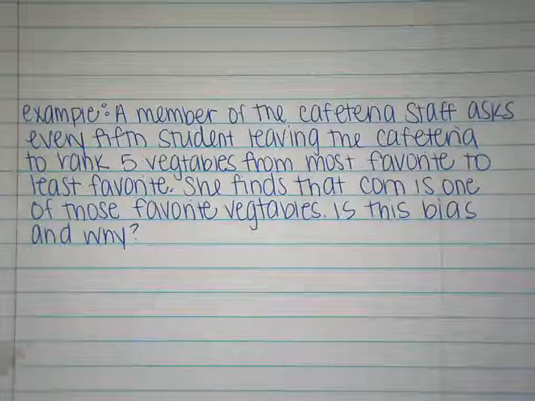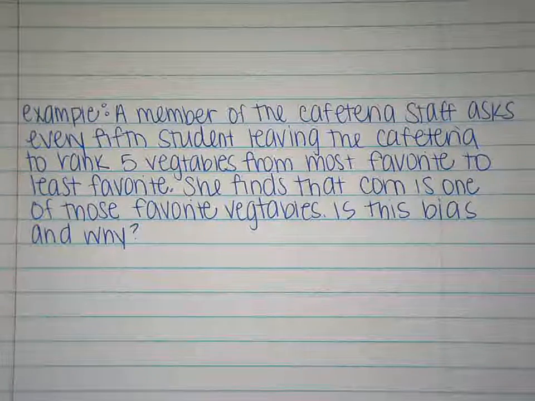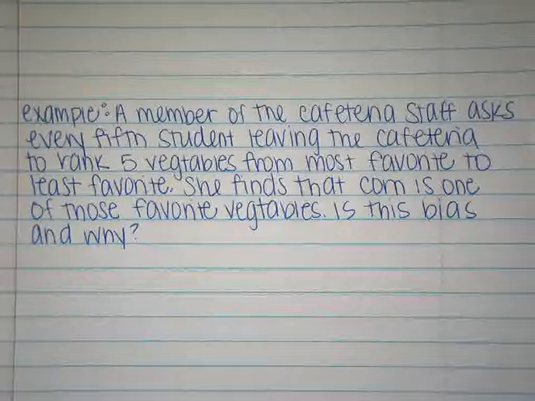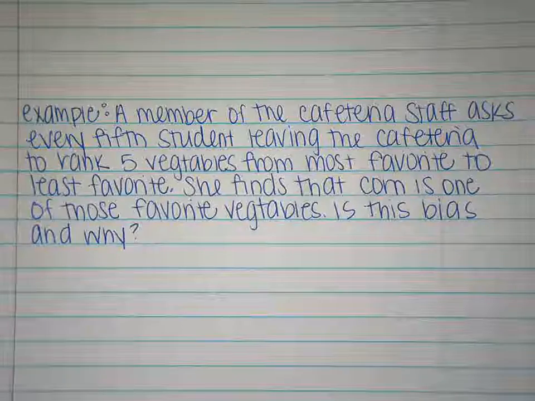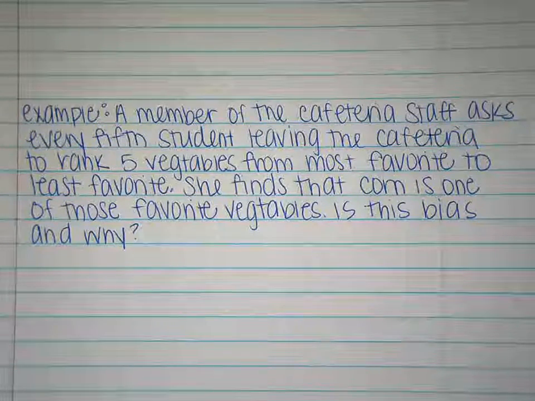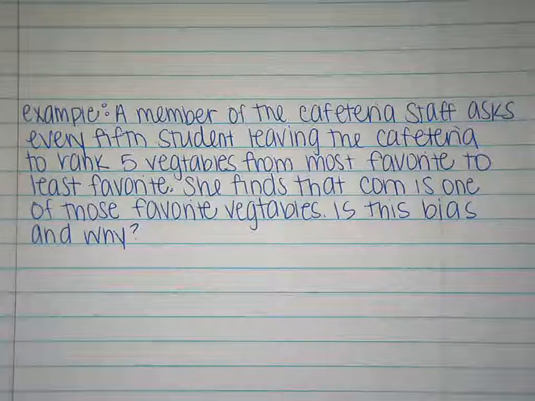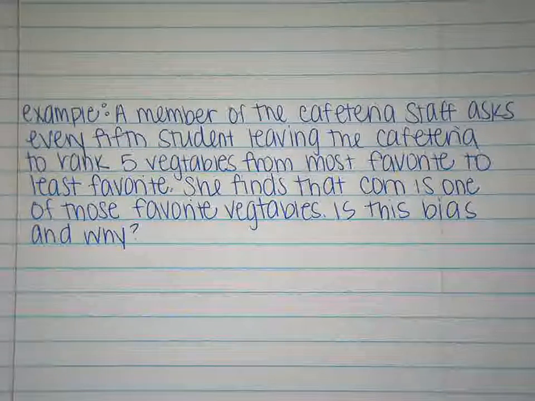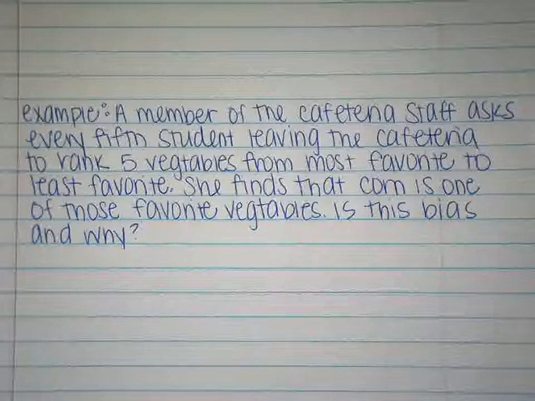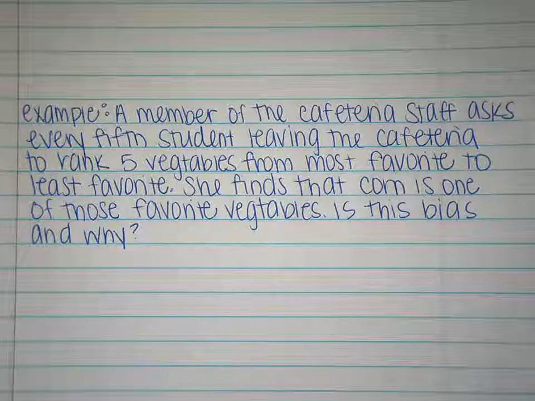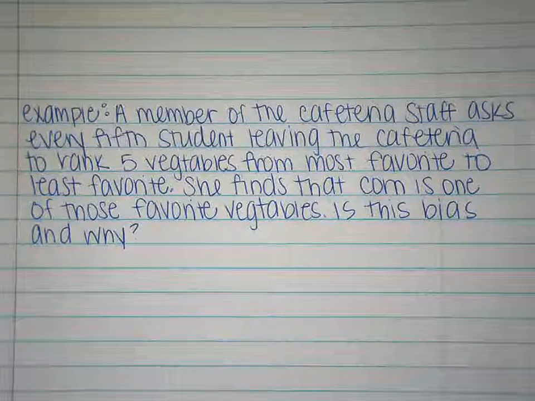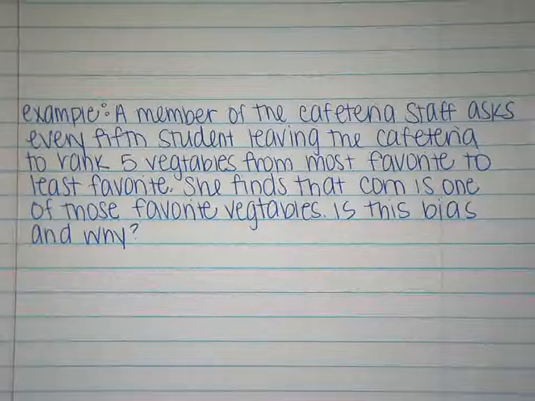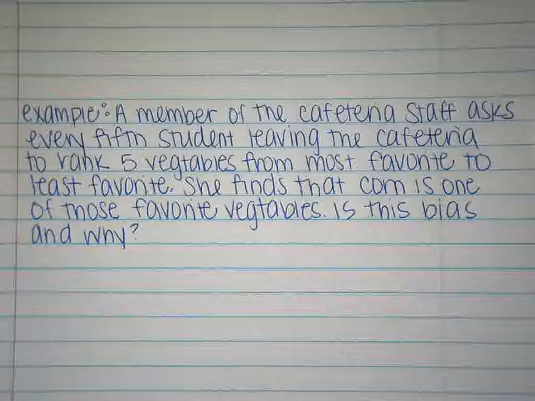Last one. A member of the cafeteria staff asked every 5th grade student leaving the cafeteria to rank 5 vegetables from favorite to least favorite. She finds that corn is one of those favorite vegetables. Is this bias and why? So think about if you were in the cafeteria. The cafeteria ladies or men ask, as you are leaving the cafeteria, every 5 students to rank them from favorite to least, the 5, and then finds that corn is one of the favorites. Is that bias? Yes or no? And tell me why.